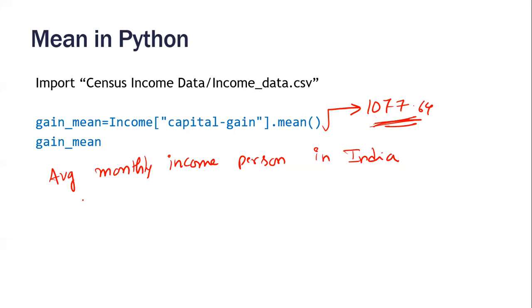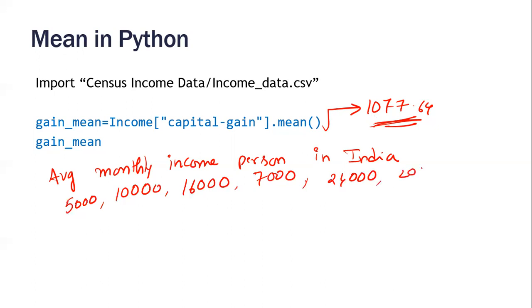If I go to India, full India, east to west, north to south, villages, towns, everywhere. Sir, 5 to 10,000. Some people are saying 5,000, some people are saying 10,000. Some 16,000, maybe correct, may not be correct. Some people are saying 7,000. Some people are saying 24,000. Some people are saying 20,000. Some people are saying about 30,000, like that.